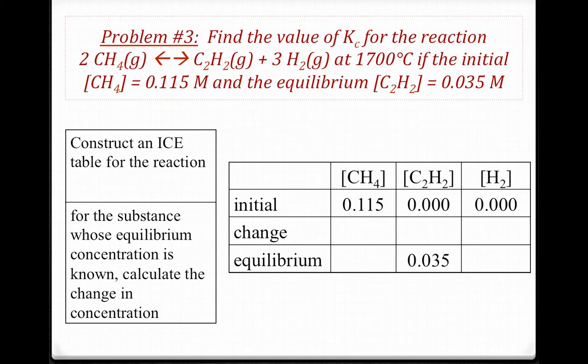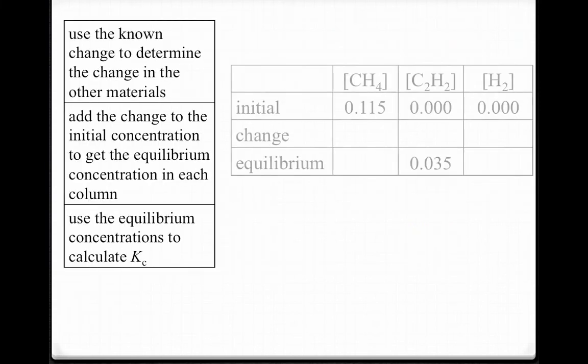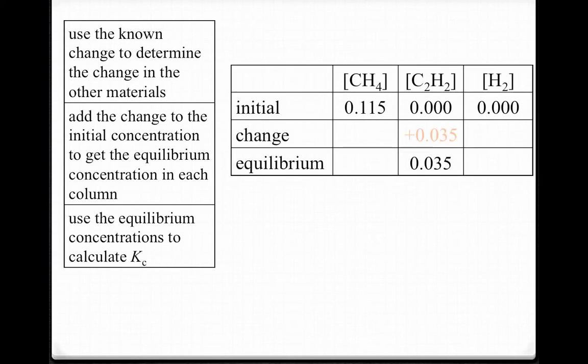0.115 is given right here in the problem. When you're not given the value of reactants or products, you just assume that those are zeros. So that's where those zeros come from. I am then given the equilibrium concentration of C2H2, which is what I put here. And what you're going to be able to figure out is the change that occurred is 0.035. So I know that I added 0.035 there.